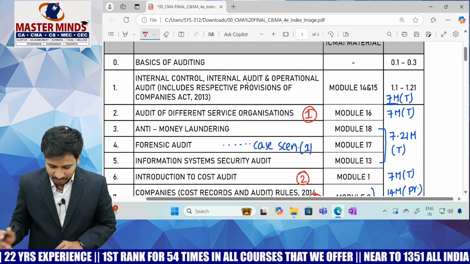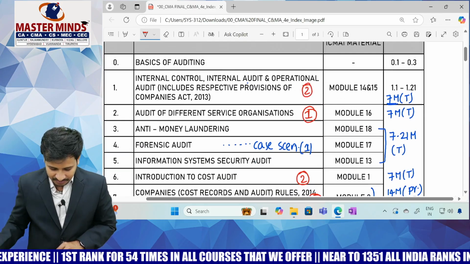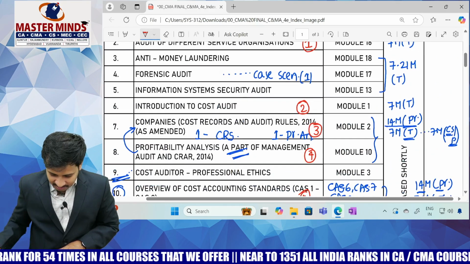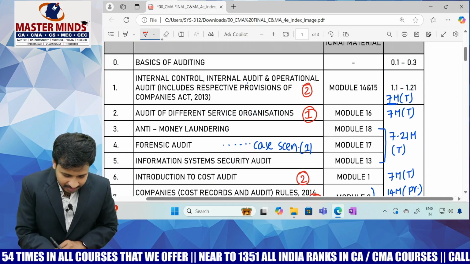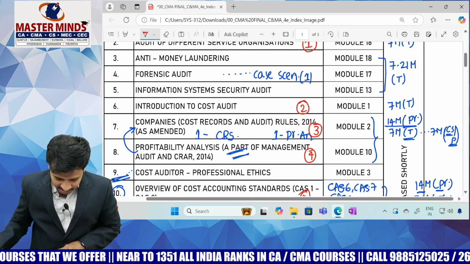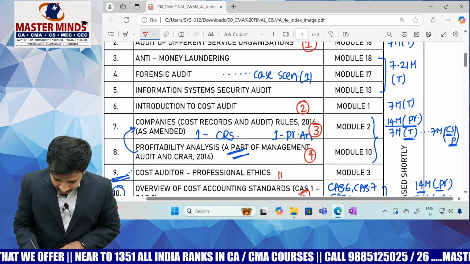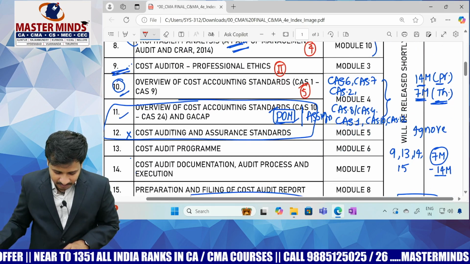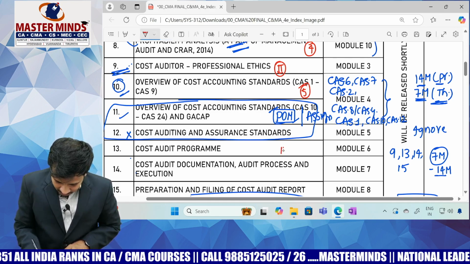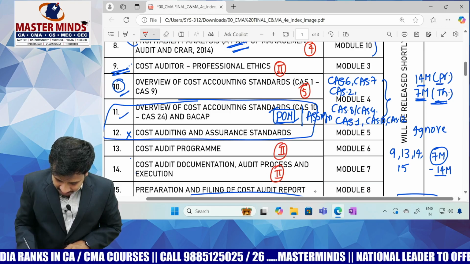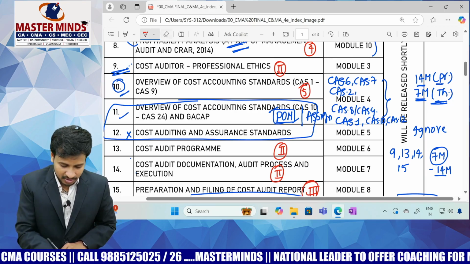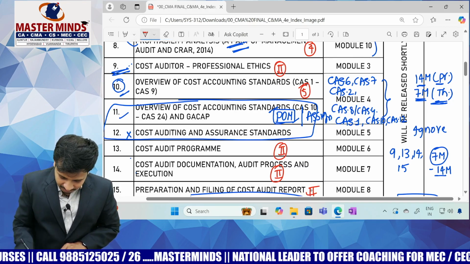And the second pick should be internal controls, cost auditor professional ethics. Now, let me write Roman number 2 for this one. Second pick, internal controls, cost auditor and professional ethics, cost accounting, cost audit program, cost audit documentation and preparation of filing of cost audit report. This should be your second pick. Relative importance.